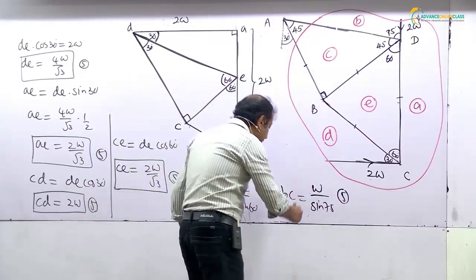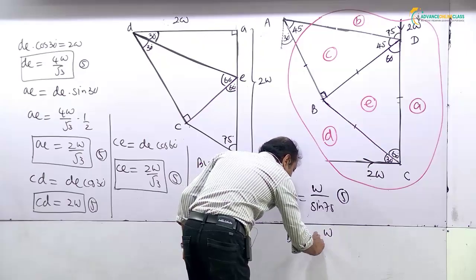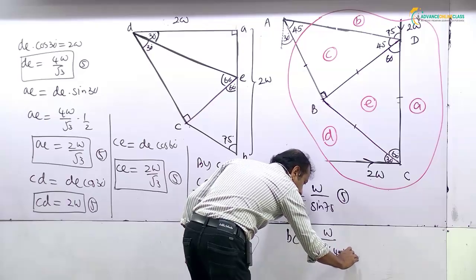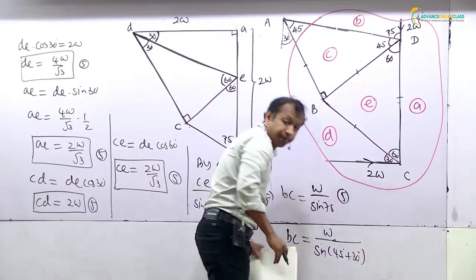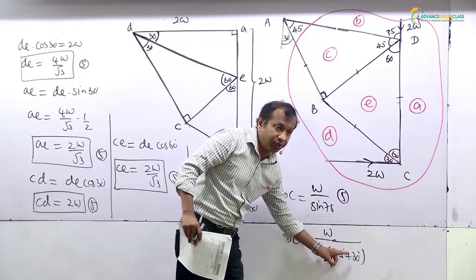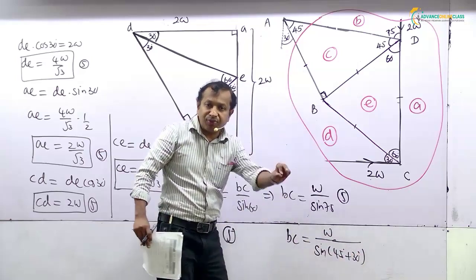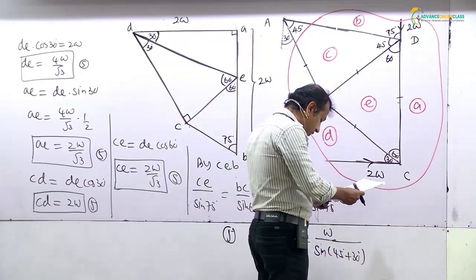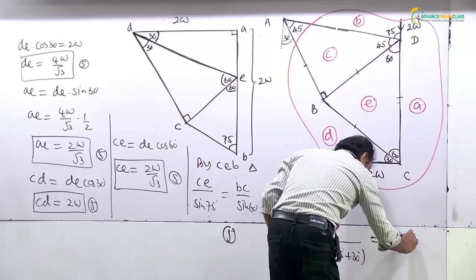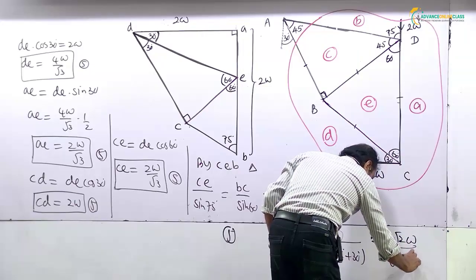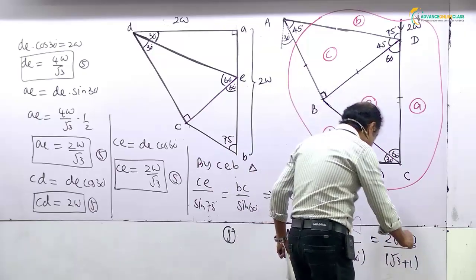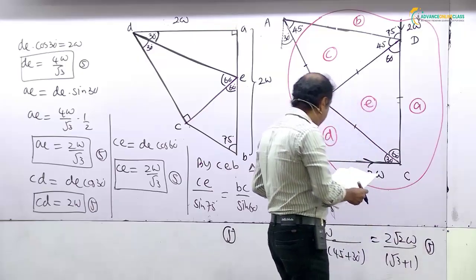And this sine 75, we write this way. Sine 75, we write as 45 plus 30. Then we expand this by using the sine A plus B formula: sine 45 cos 30 plus cos 45 sine 30. And substituting the values, you get for BC 2 root 2 W over root 3 plus 1. For that you get 5 marks. Right. So then the last part.